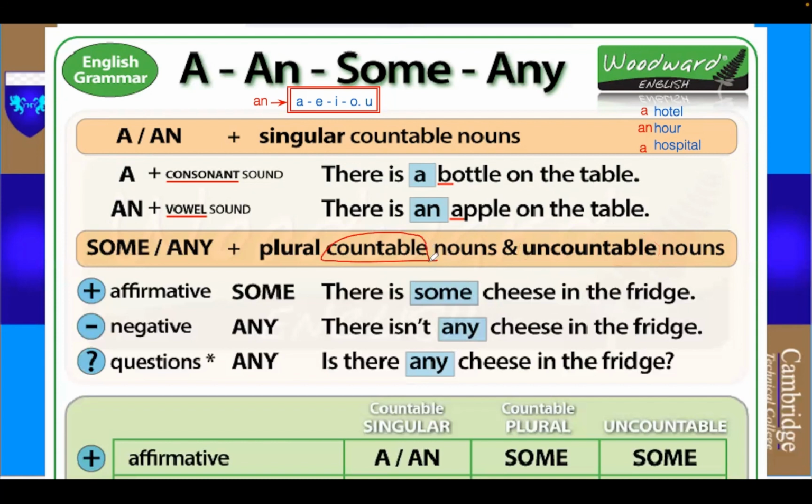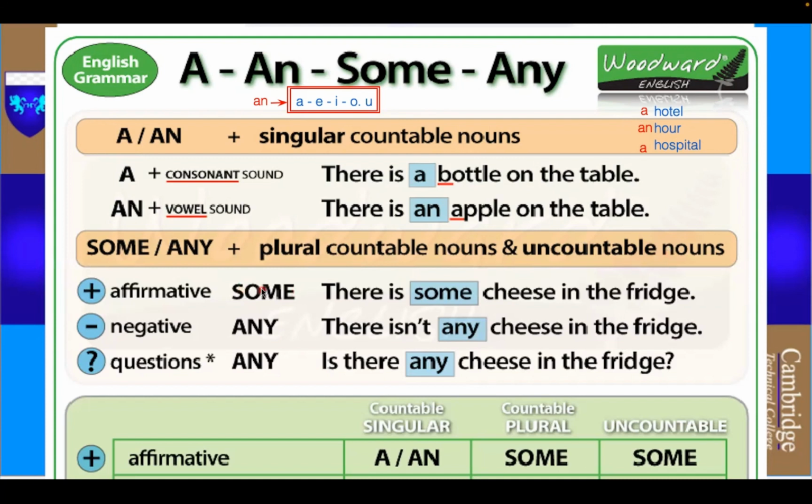Countable, what we can count, like apples. Uncountable, what we can't count, like salt. So here, some and any, we use them for plural, countable, and uncountable nouns.